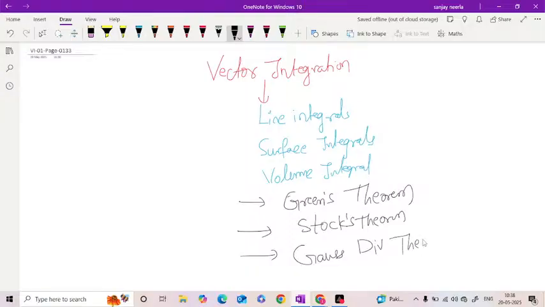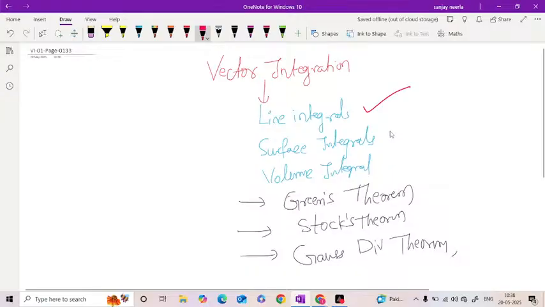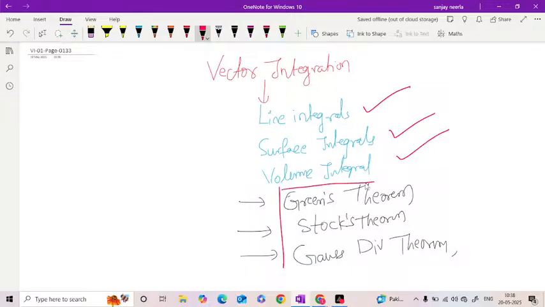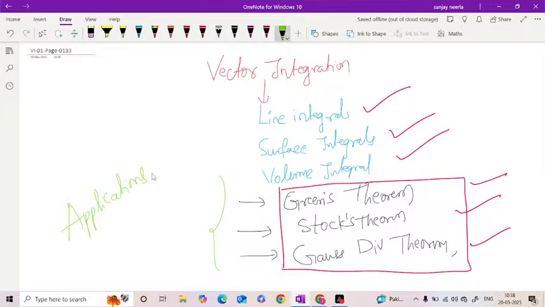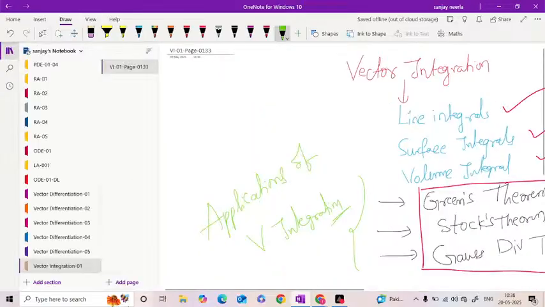Okay, so this is the outline of the vector integration. So we'll discuss one by one. First one, line integrals, surface integrals, volume integrals. After that, we'll discuss the three theorems: Green's theorem, Stokes theorem and Gauss divergence theorem. Based on these three theorems, we'll discuss the applications of vector integrations after that. Okay, now come to today's class.